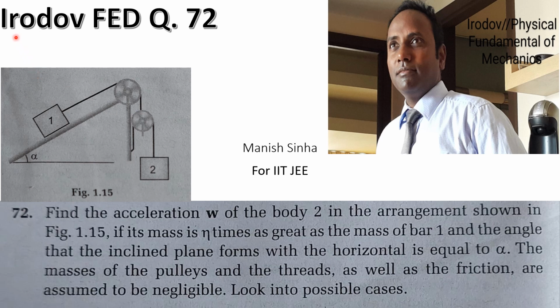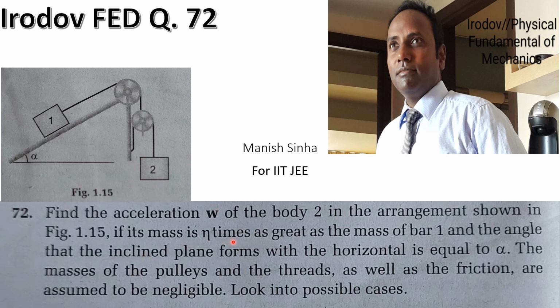Hello everyone. This question has been taken from Irodov, Fundamental Equation of Dynamics, question number 72. The question is: find the acceleration W of the body 2 in the arrangement shown in figure 1.15.